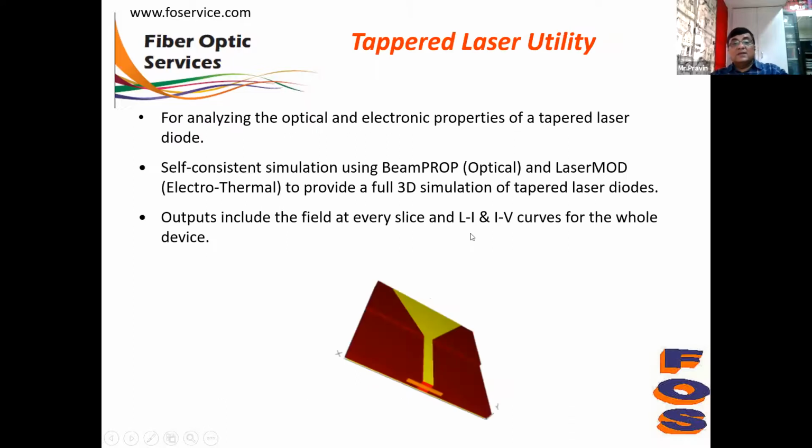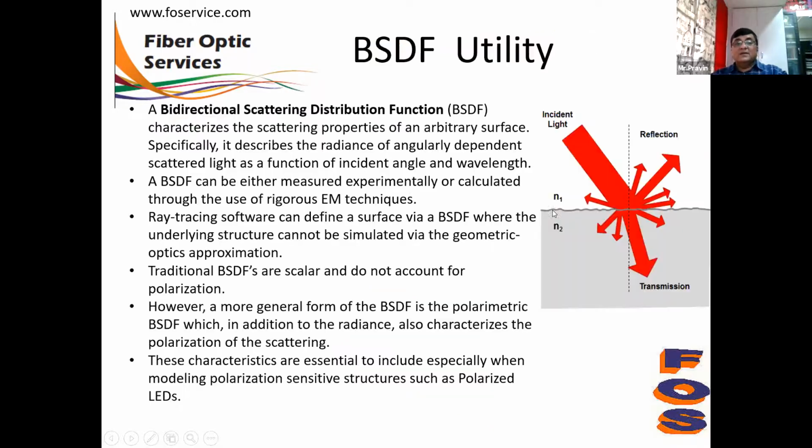These are the different applications. Then there is a tapered laser utility, which is used, as the name indicates, to simulate the tapered laser. Since the tapered laser requires 3D calculations, optical calculation, it uses the beam probe along with the laser mode to simulate the tapered laser. Then another utility available in the RSoft tool is the bi-directional scattering distribution function.